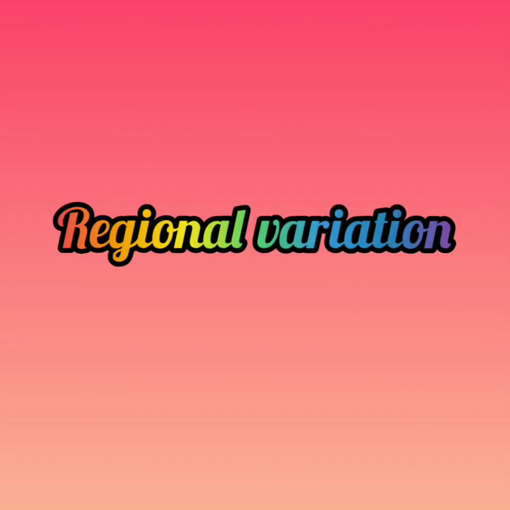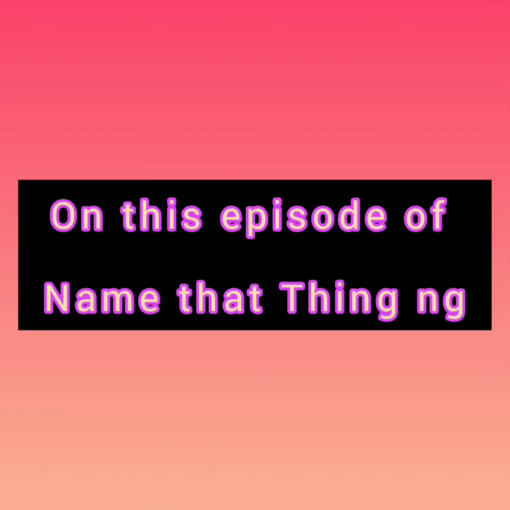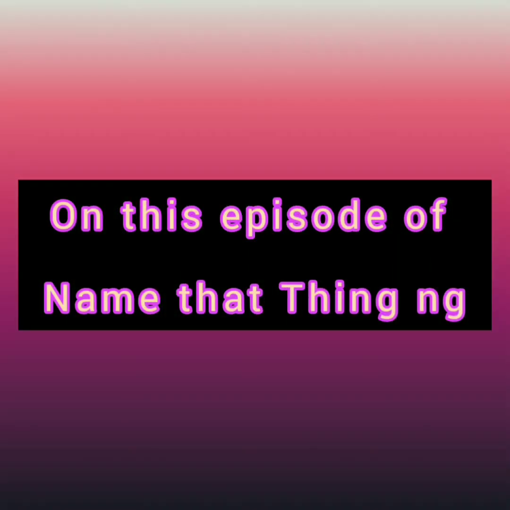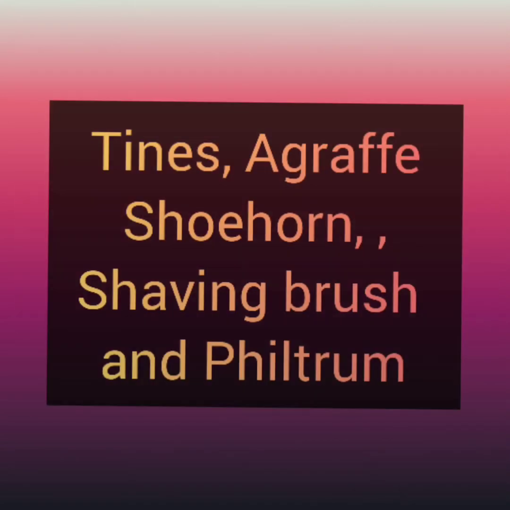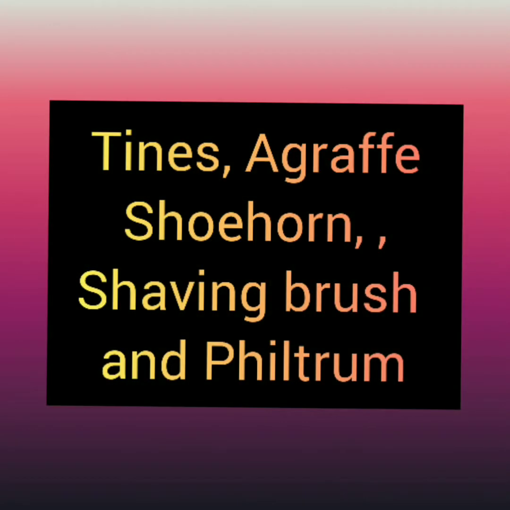The next segment is the regional variation, where we get to learn the pronunciation of words, the British way and the American way. Now, on this episode of Name That Thing NG, we're going to be learning tines, a graph, shoehorn, shaving brush, and philtrum.